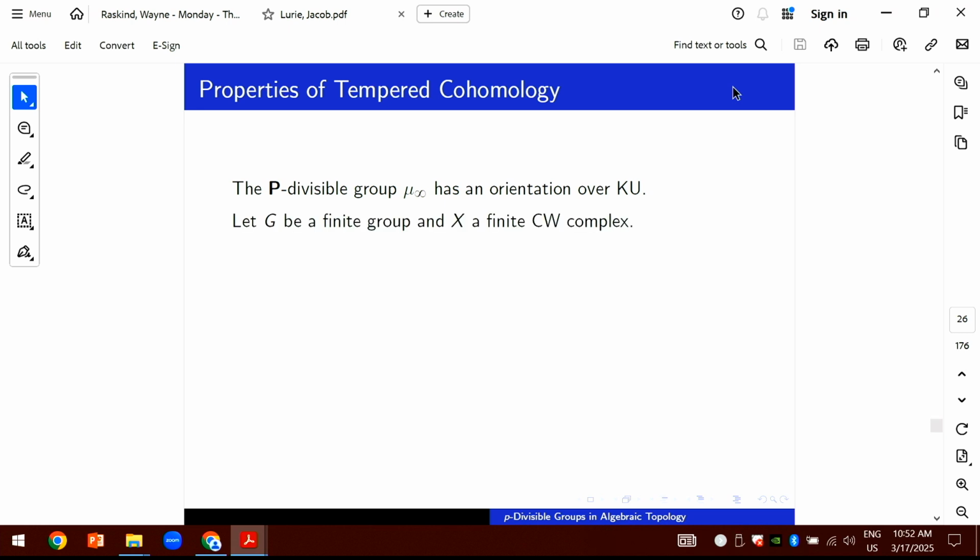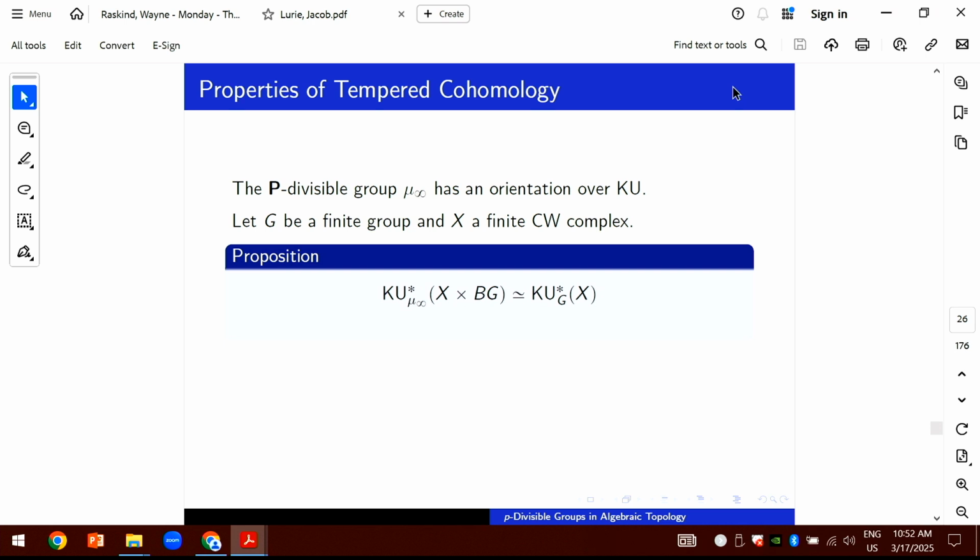And now let's apply this tempered cohomology to, if we want to see something interesting, we don't want to put in a finite CW complex. Well, let's put in something almost as simple. I'll take a finite CW complex cross the classifying space of a finite group G. And then what you get out of this is the G-equivariant K-theory of X. Here I'm letting G act trivially on the space X, but there's a variant of this statement for non-trivial actions of G on X, which is a little more complicated to state, so I won't state it here. So you can think of equivariant K-theory as a special case of this construction of tempered cohomology.